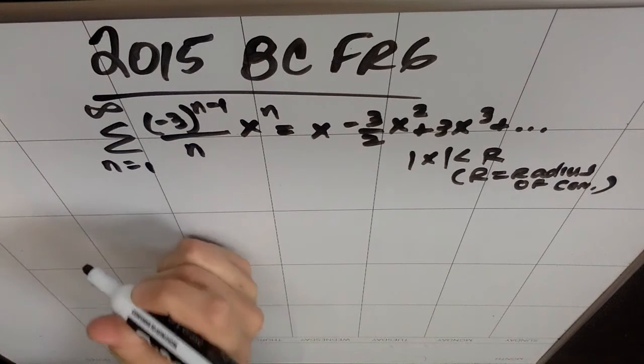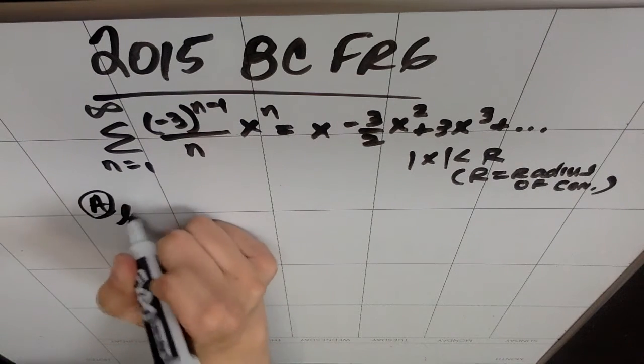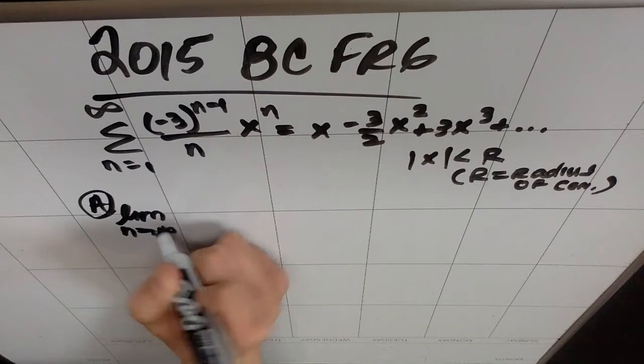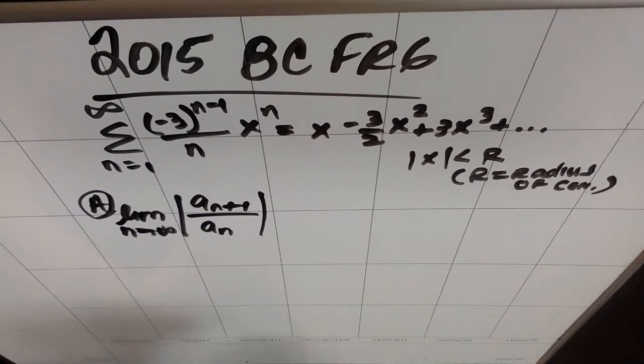So it's nice of them. They told you exactly what they wanted, so thanks for the solid math. So the ratio test is the limit as n approaches infinity of a sub n plus 1 over a sub n, all inside that absolute value, right?